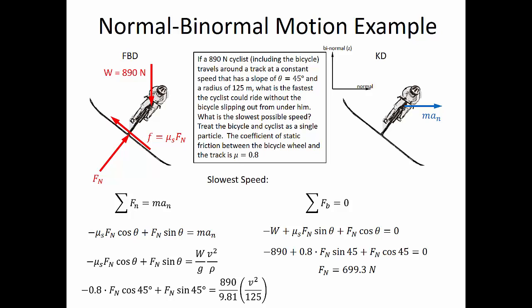Substituting in what we know, we're left with the one unknown, our normal force, which can be solved to be 699.3 newtons. Substituting this value into our first equation and solving for the velocity, we get a velocity of 11.7 meters per second. If the cyclist goes any slower than 11.7 meters per second, the bicycle wheel will slip out from underneath them and they will crash.